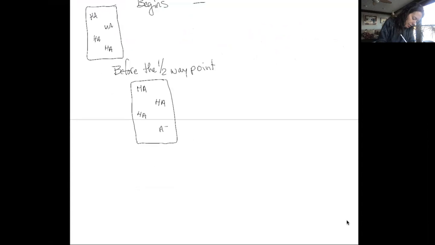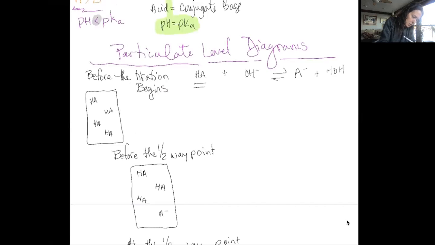At the halfway point, we could have seen that last one as follows. Let's label this A. We had 4, 0, 0, 0. That was our first graph or particulate level diagram.